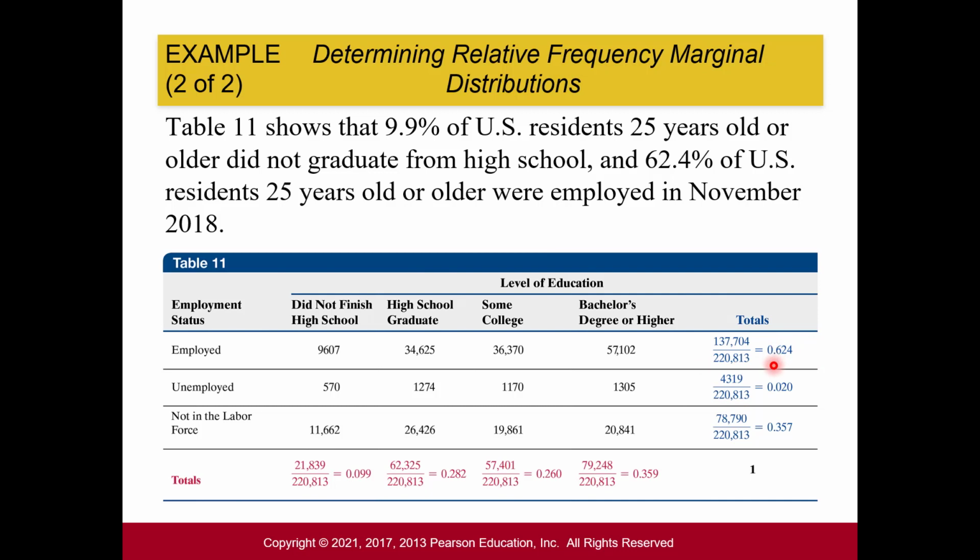So we have our relative frequency marginal distributions here for our employment status, and down here for our levels of education. What we can see is that 9.9% of U.S. residents 25 years or older did not graduate from high school. That's this one right here. You can also see that 62.4% of residents 25 years and older were employed at this time, and that's this number right here. So we can see a few different things.